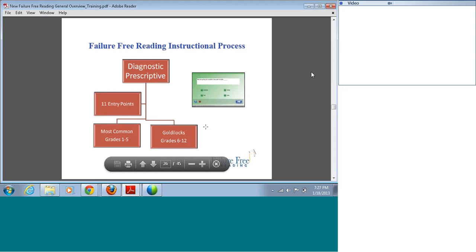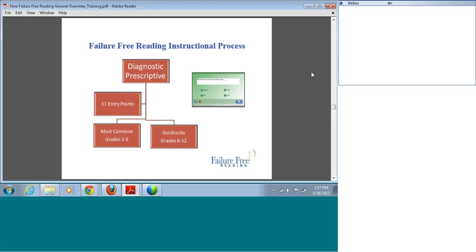All right, as I said before, the instructional model for failure-free reading consists of teaching, technology, and text. But before you get to the teaching, technology, and text, the first thing that we have to do is we have to assess our students. We have got to check with our students to determine what their specific reading level is so we can place them in the appropriate grade level of materials.